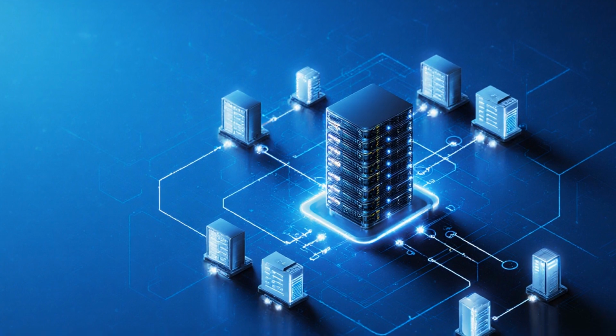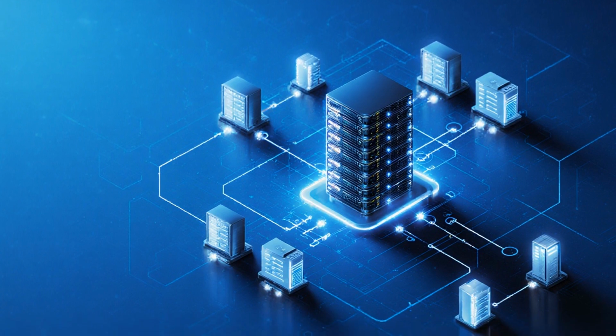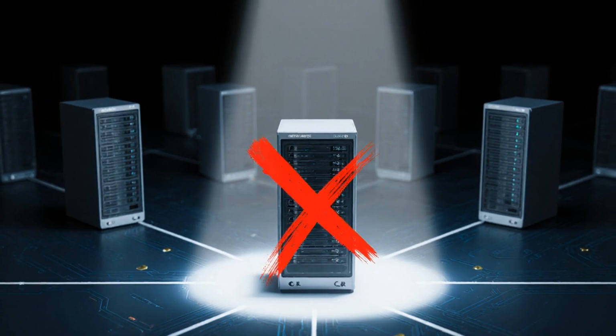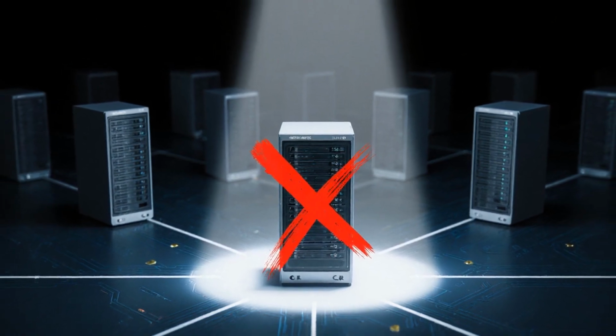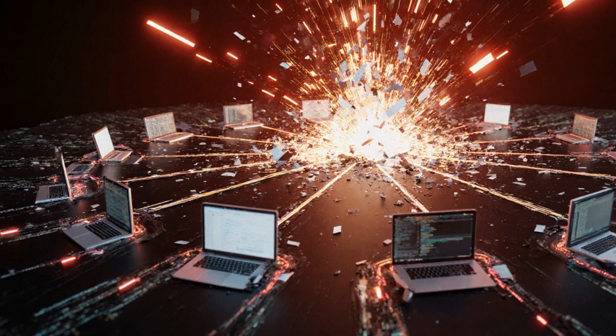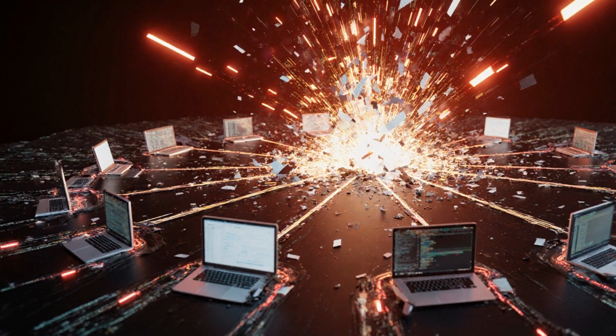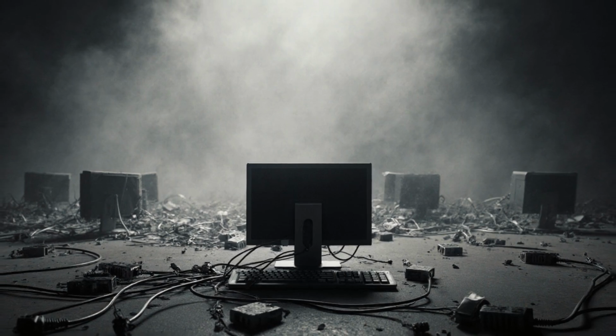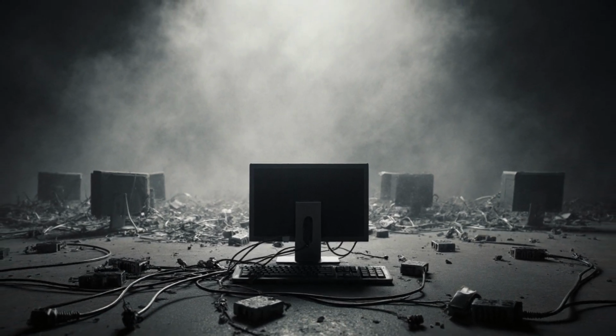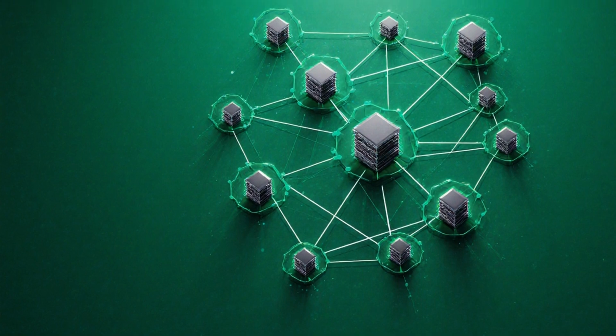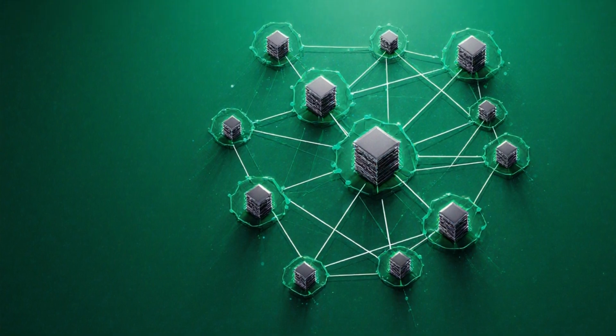A centralized network relies on a single, central hub for all communication. This design creates a single point of failure for the entire network. If the central hub fails or is destroyed, the entire network collapses. This vulnerability makes centralized networks less resilient to disruptions. More robust network architectures are needed to avoid single points of failure.